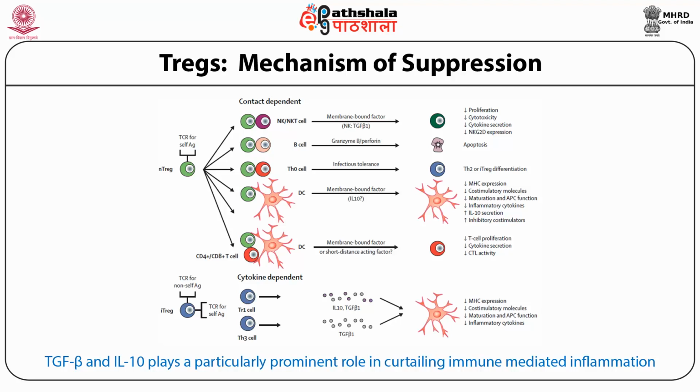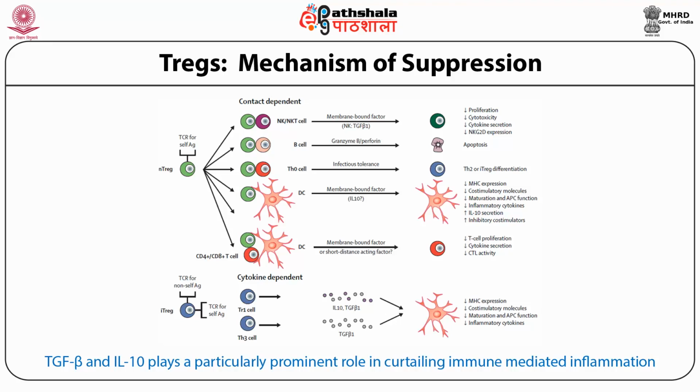Their way of suppression is contact dependent, that is, they come close to other cells like NK cells, dendritic cells, other T cells, monocytes, macrophages, and then they suppress via the production of TGF-beta and IL-2, or they destroy the cellular content of the other cells. In this way, they behave. However, whenever any viral infection is there, the viral infection induces CD4 positive naive T cells and converts these naive T cells into induced regulatory T cells.